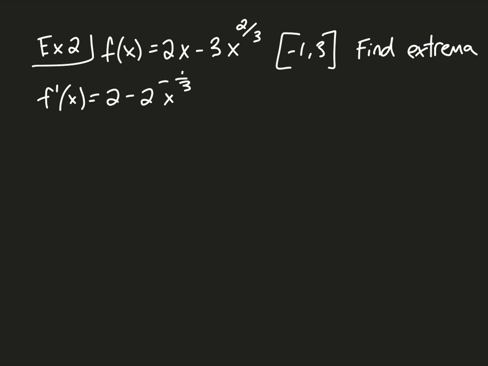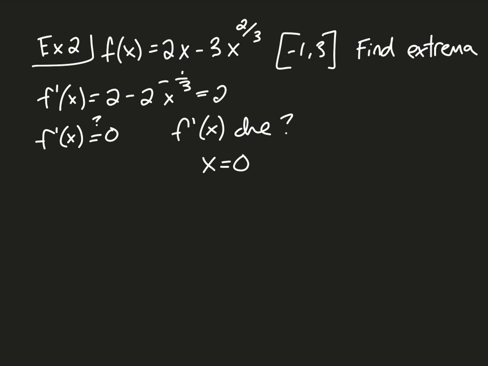All right, so the first derivative is 2 minus 2x raised to the -1/3. And now what we need to do is figure out when that thing is 0 and when it is undefined. Well, it's undefined at 0. We can figure that out pretty easily because if we re-express the function, the second term is 2 over the cube root of x, so we can't have 0 in the denominator.